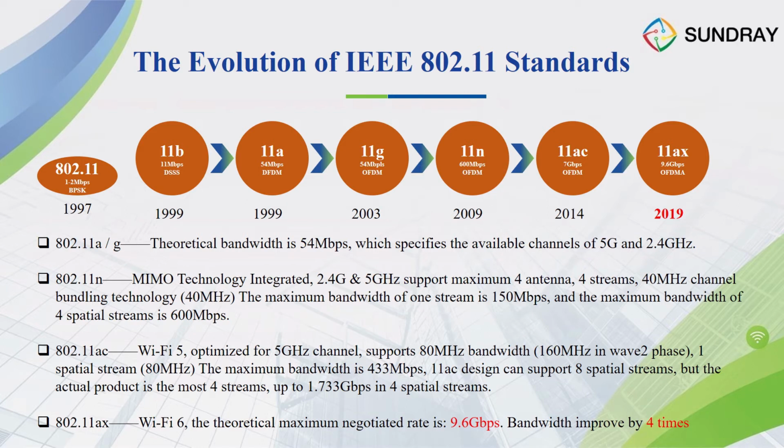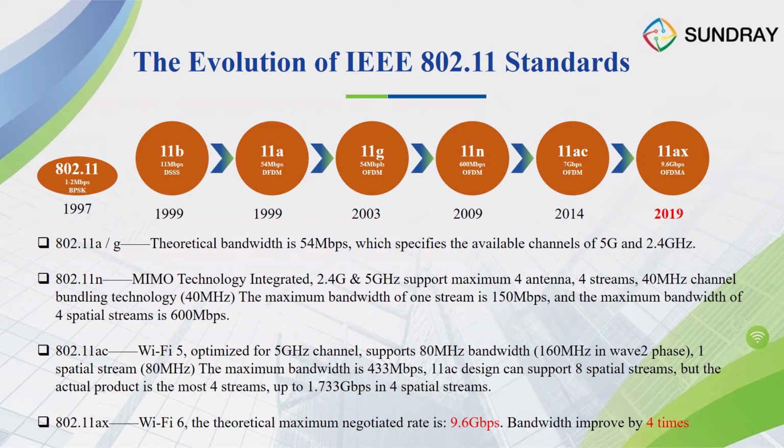And then 11g, the speed is 54 Mbps, and it also uses OFDM, but 11g is compatible with 11b, so it has more features. 11g supports 2.4G, and 11b also supports 2.4G. 11a only supports 5G.